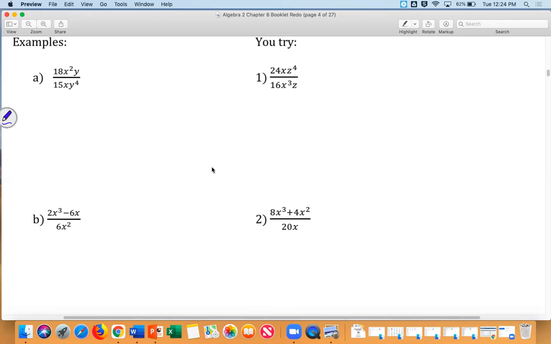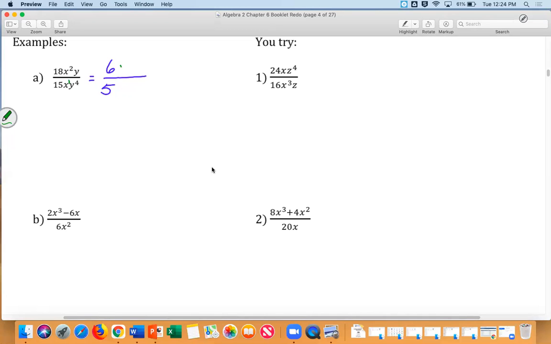Okay. So in letter A, first thing I'm going to tackle is the 18 and 15. What goes into 18 and what goes into 15? Three. 18 divided by 3 is 6. 15 divided by 3 is 5. 6 over 5. That's easy to see. Now, the x's. I have x's on top, x's on bottom. I have two x's on top, x squared, one x on bottom. So I'm going to cancel one of them, right? I'm going to do 2 minus the 1.